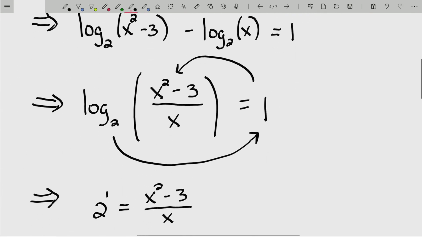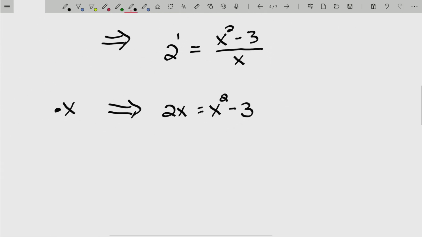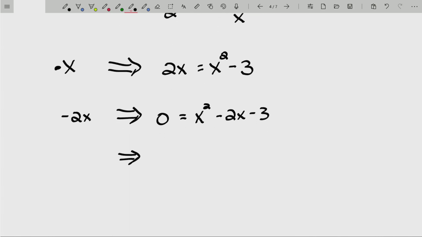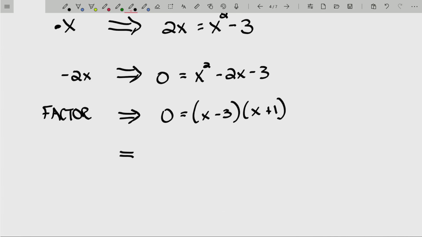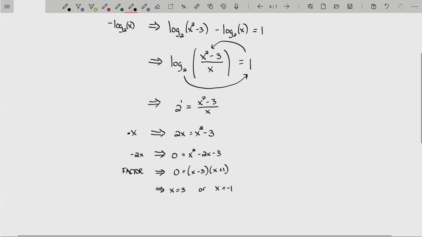Finishing this out, scroll down here, we get the following. This implies that 0 is equal to x squared minus 2x minus 3. Again, that was just from us subtracting 2x from both sides. And this should factor. So we're going to try to factor here. And you get 0 is equal to x minus 3 times x plus 1. And you have two options for x. Either x is going to be 3 or x is going to be negative 1. So let's go ahead and see if either of these answers get thrown out.